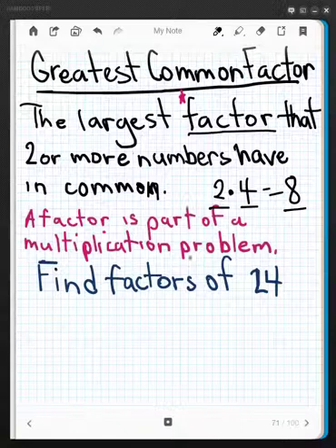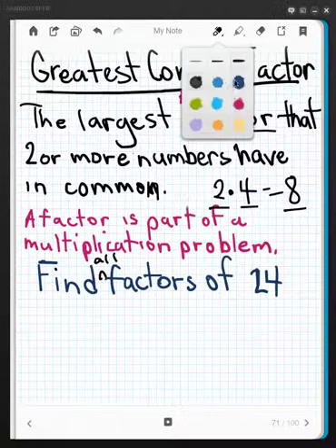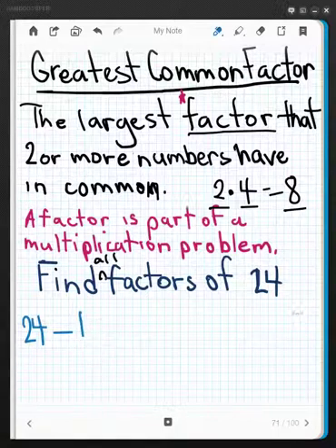So we're going to find all the factors of 24. The process I'm going to use is to put 24 down here. Now this is only one method; there are a couple of methods, but I am only going to do this one. So I'm going to say, okay, 1 times 24. That will give me 24. And then I'm going to put a comma on each side, and I'm going to say 2 times what equals 24? Well, 2 times 12 equals 24.